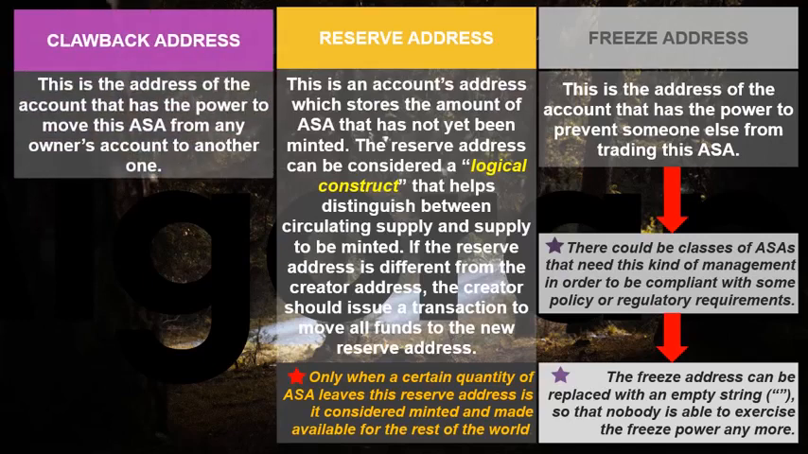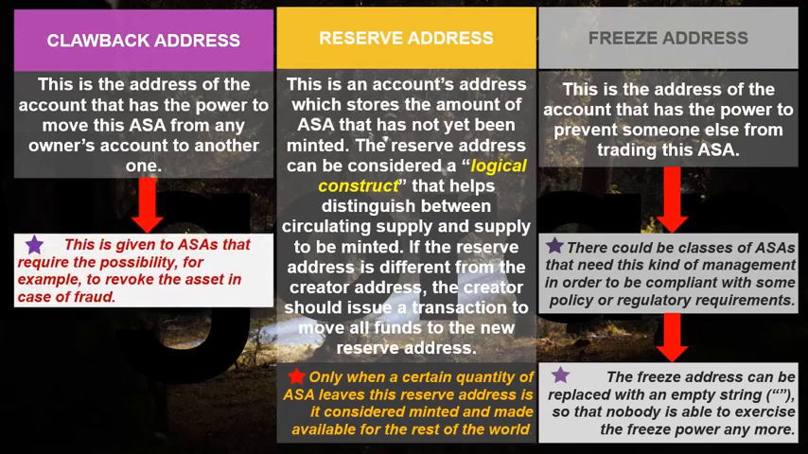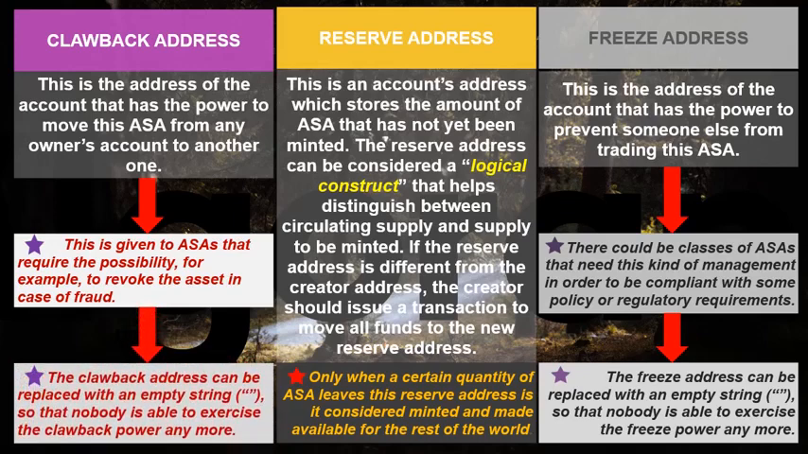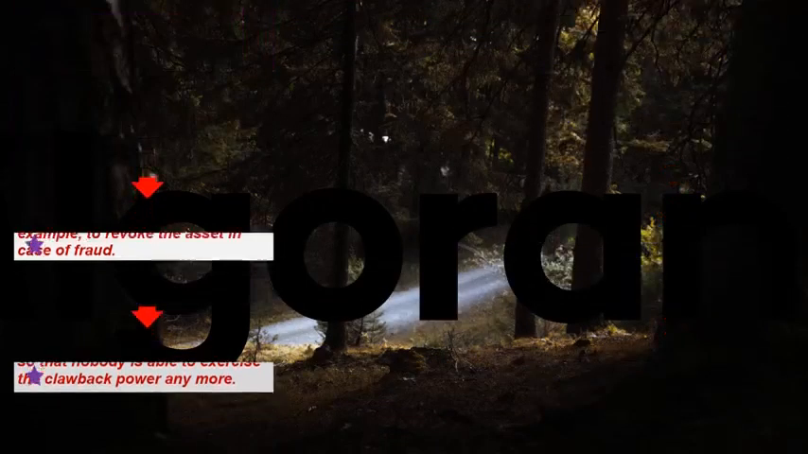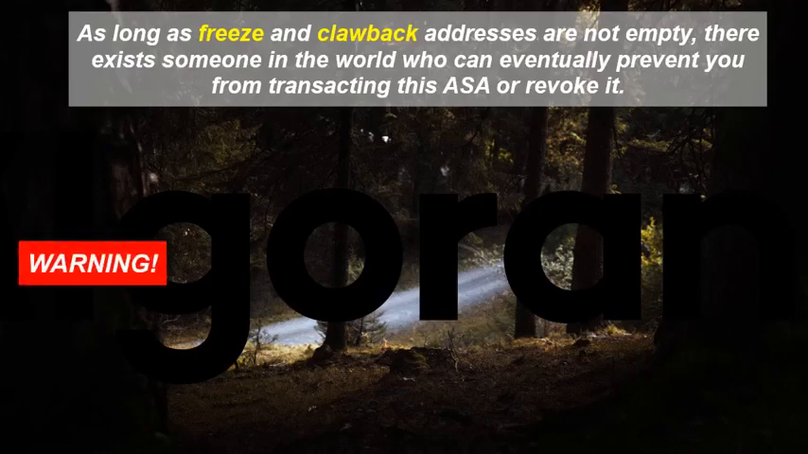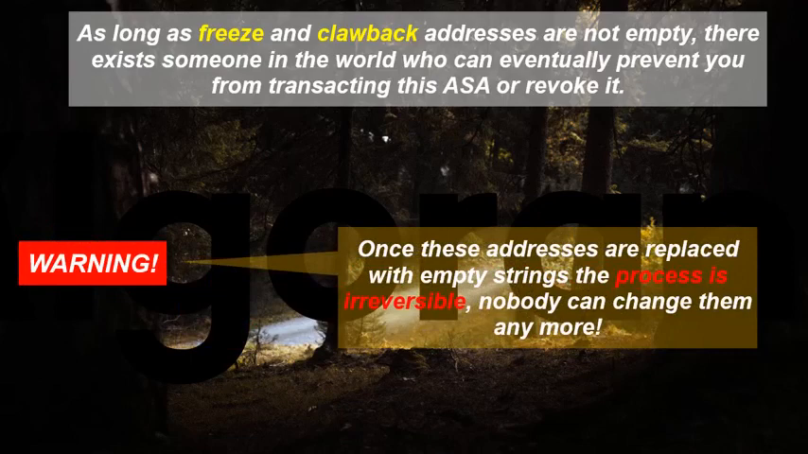Clawback address. This is the address of the account that has the power to move this ARSA from any owner's account to another one. This is given to ARSAs that require the possibility, for example, to revoke the asset in case of fraud. The clawback address can be replaced with an empty string so that nobody is able to exercise the clawback power anymore. As long as freeze and clawback addresses are not empty, there exists someone in the world who can eventually prevent you from transacting this ARSA or revoke it. You should be cautious. Once these addresses are replaced with empty strings, the process is irreversible, nobody can change them anymore.